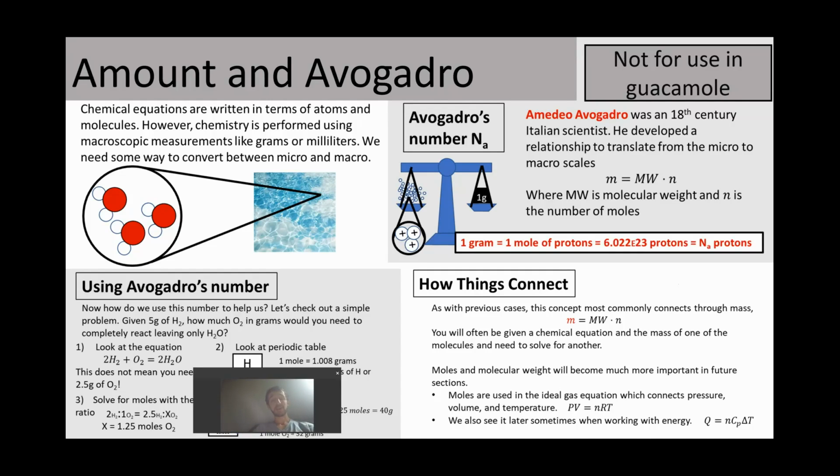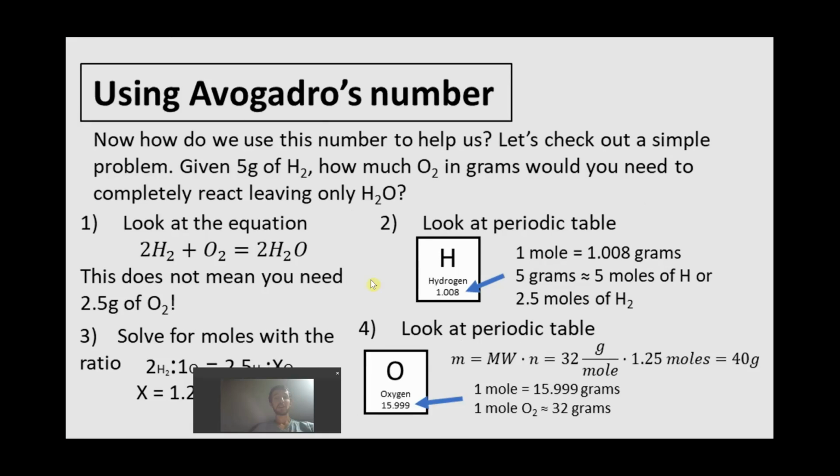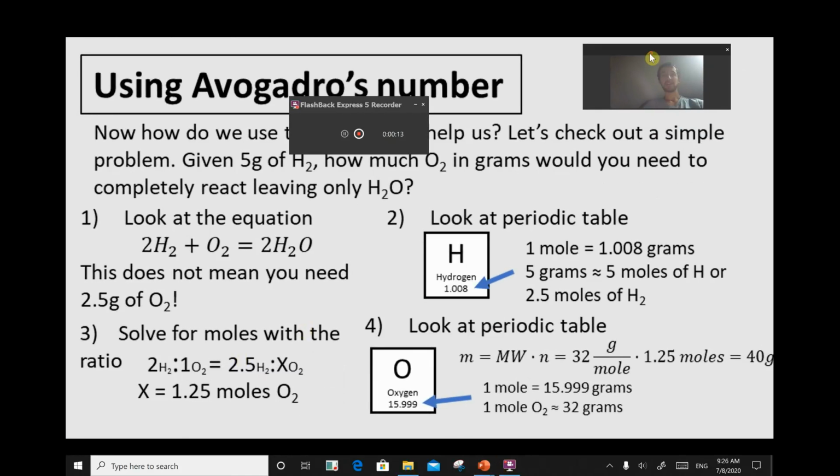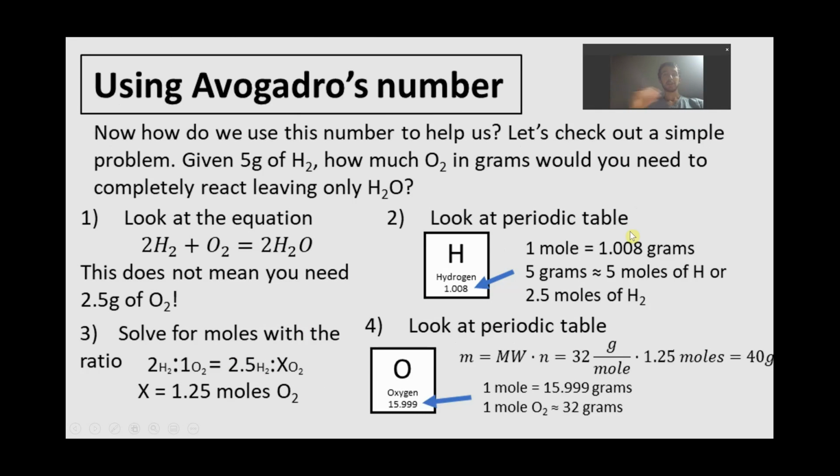So this time we're going to actually practice using Avogadro's number to solve a simple problem because examples are important. So let's jump into this and see how it goes. I'll move myself up here this time to get out of the way. Okay, so how do we use Avogadro's number in this equation we just found to help ourselves? Now Avogadro's number doesn't come in here directly, just know that it was used in everything that we're looking at. So we're going to check out a simple problem.